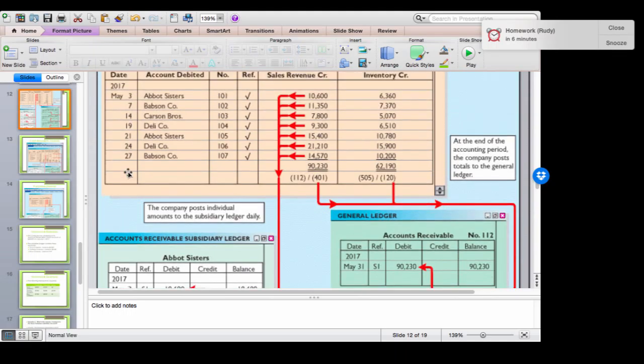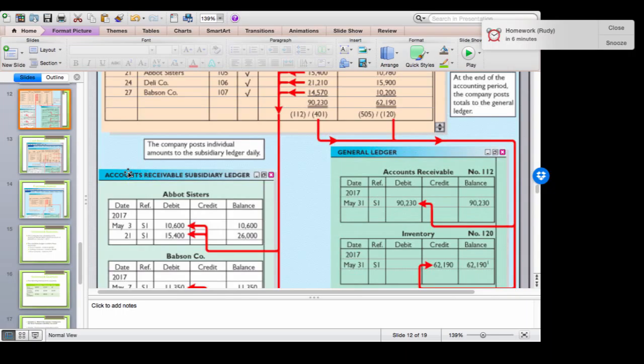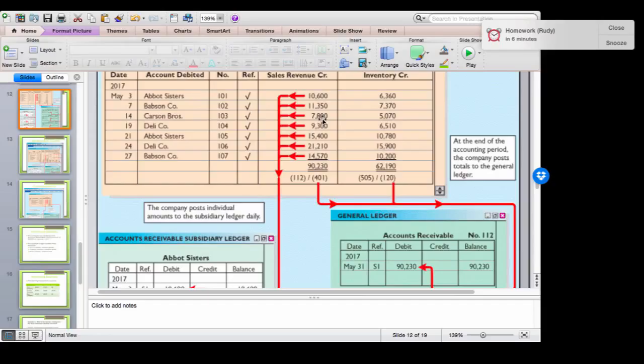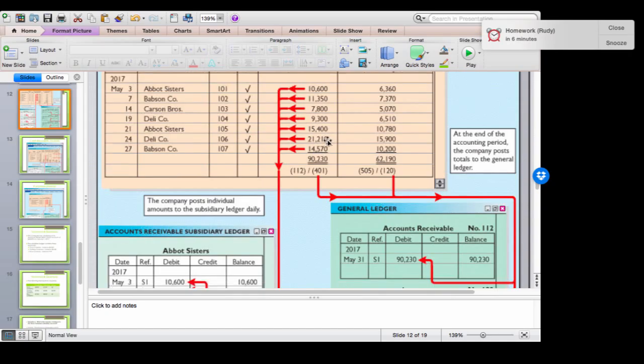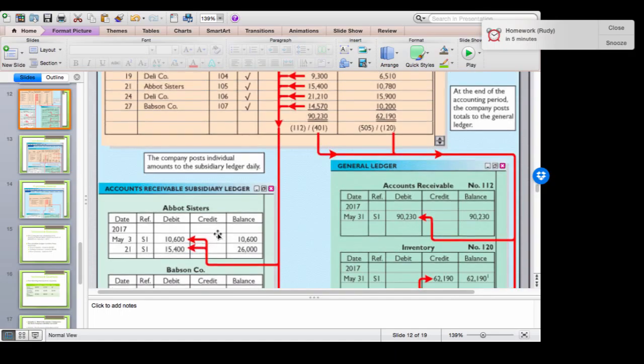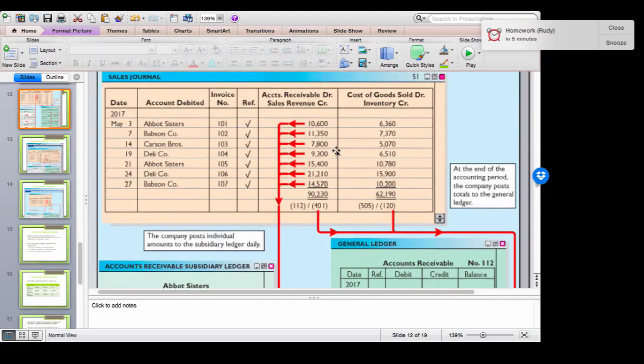And this shows you the relationship to the subsidiary ledger. Notice that here you have different transactions for Abbott Sisters. On May 3rd, you sold them something, and on May 21st, you sold them some more. Okay? So what you do in the accounts receivable subsidiary ledger, you are going to record exactly what happened, whether it's a debit or a credit. Notice that there's no debit or credit up here. Okay?